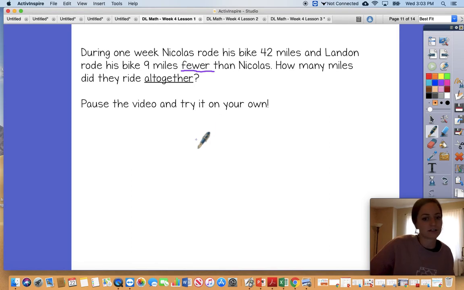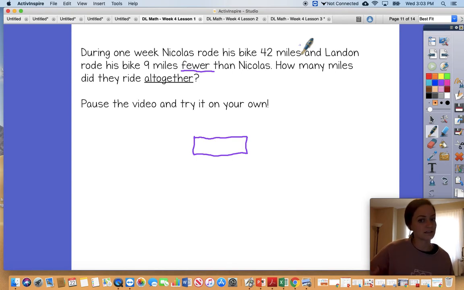I could draw comparison bars. Because the first thing I want to find out is what? I want to figure out how many Landon rode, right? I know how many Nicholas did, but I don't know how many Landon did. And right, because we want to add Nicholas's miles plus Landon's miles to get the all together, to get the total. I'm going to write a T for total, okay? So I first need to figure out how many Landon did.